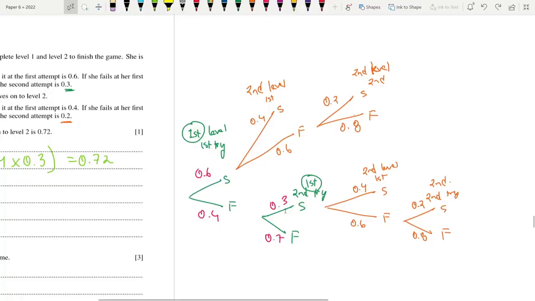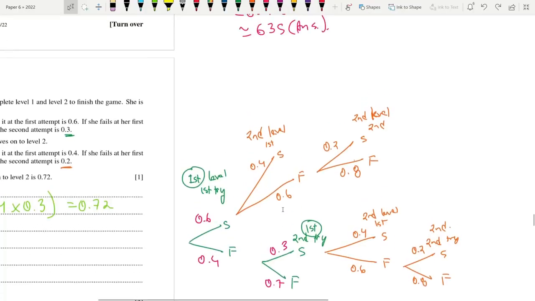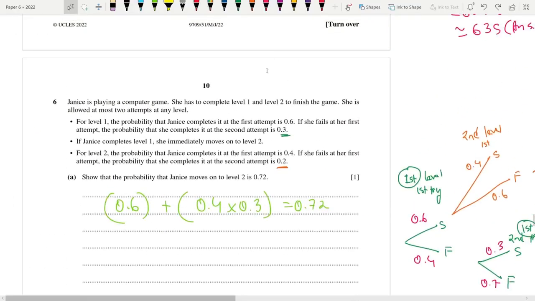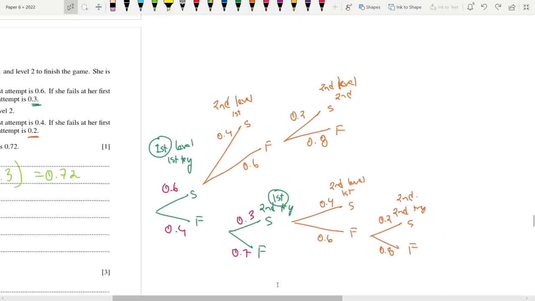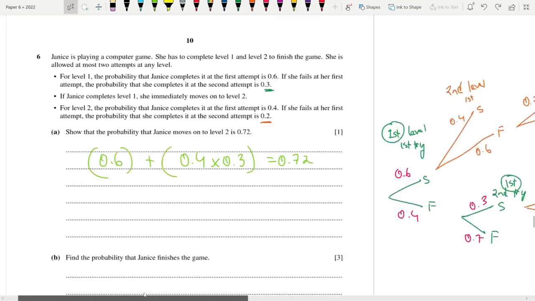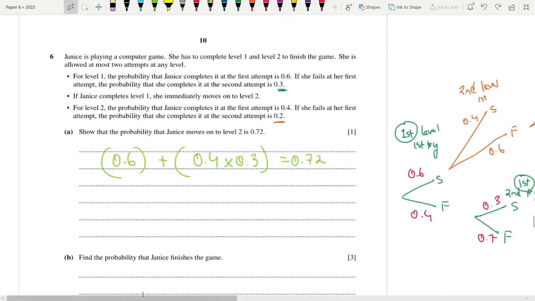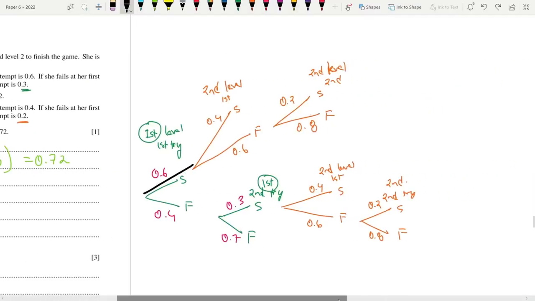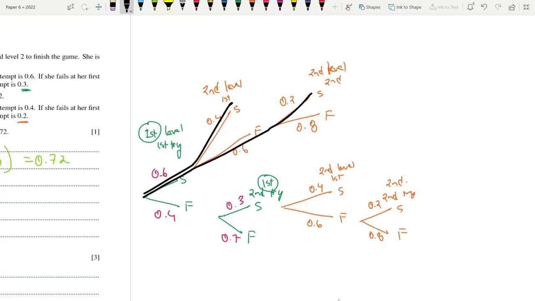So this is an interesting question. They're asking, find the probability that Janice finishes the game. She has to complete level 1 and 2 to finish the game. At most 2 attempts at any level, right? So success followed by success, this is one. Success, failure, success, or failure, success, success, or failure, success, failure, success. These are the 4 routes that we can go for.